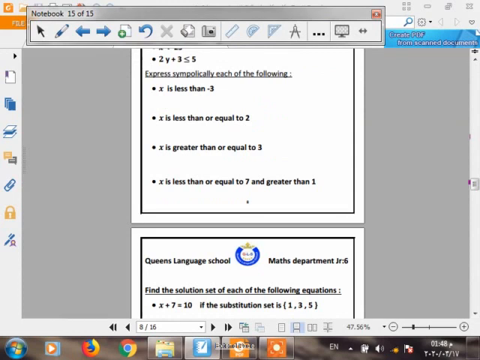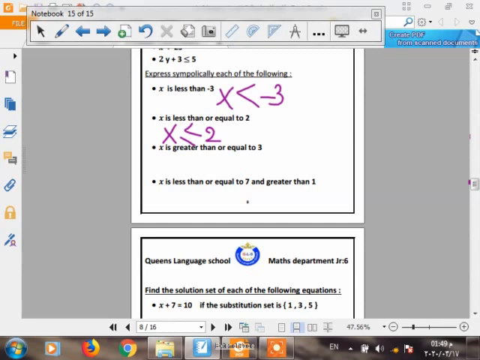Express simply each of the following as we took in junior 5. x is less than negative 3. I write x, then the sign: less than. Is the sign looking at x or not looking at x? It is not looking at x, so I write the less than sign, negative 3. Okay, next one, x is less than or equal to. I write x, the sign will not include equal to x. I write x less than or equal to.